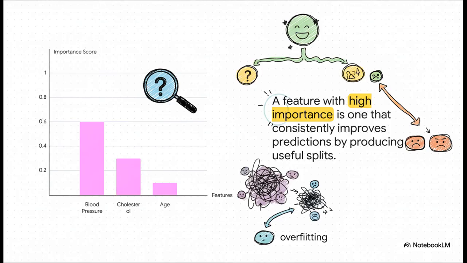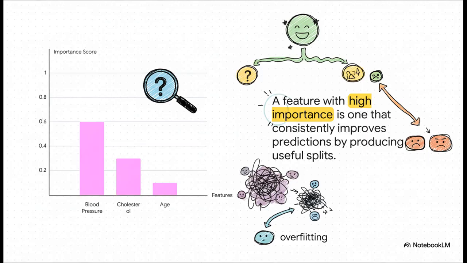And here's a perfect example of what that actually looks like in practice. Check out this chart. Let's say we're predicting heart disease risk. The model has gone through and calculated that blood pressure was by far the most important feature for making its predictions. Cholesterol was next, but not nearly as important, and age was a distant third. This is huge. It doesn't just give us a prediction, it gives us real, actionable insight into the problem we're trying to solve.